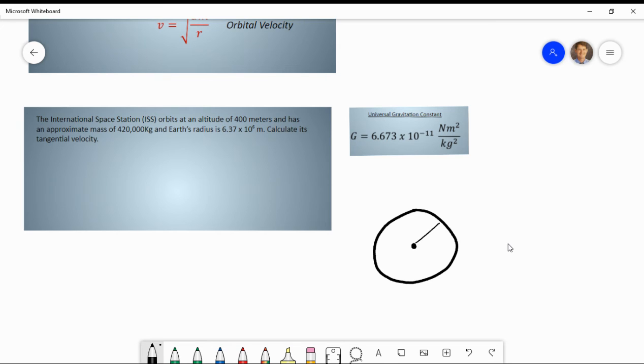So here's the radius of Earth: 6.37 times 10 to the 6 meters. And then the space station, this is not to scale, is 400 meters up. That can't be right. 400 meters, that's it? That doesn't seem like a lot.